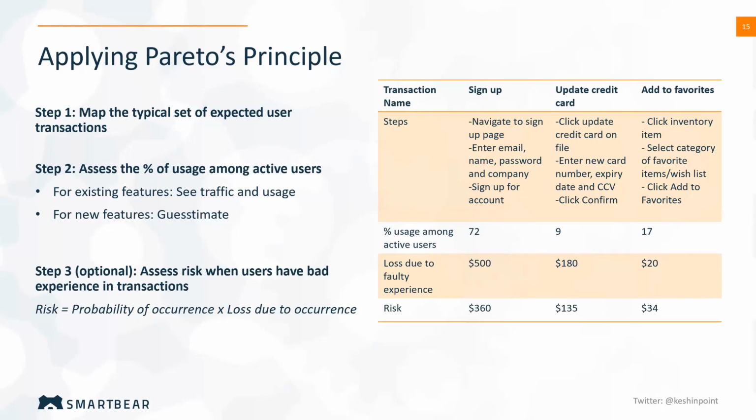This could be, for example, the signing up flow, the first thing that people are going to do in your application, and then maybe the steps in which they take to update their credit card information or say add a credit card to their favorites. There could be multiple transactions with the high-level steps that we map out. So at this point, let's assess the percentage of usage among the actual users. You'll start with identifying these steps, and then the second step is to determine the percentage of usage.